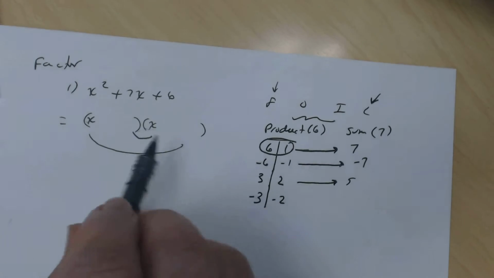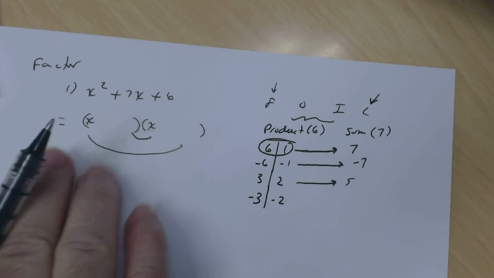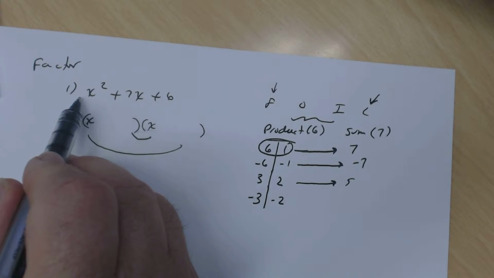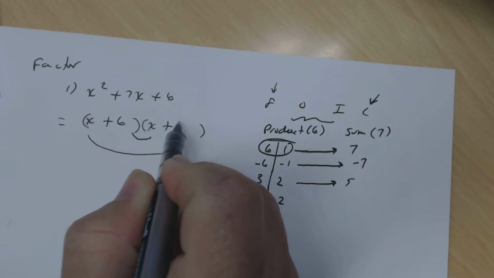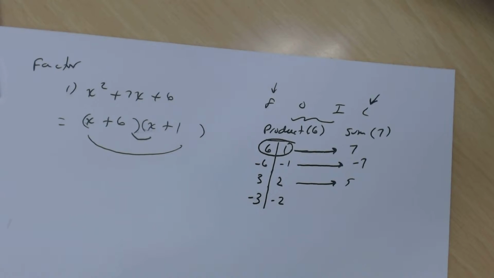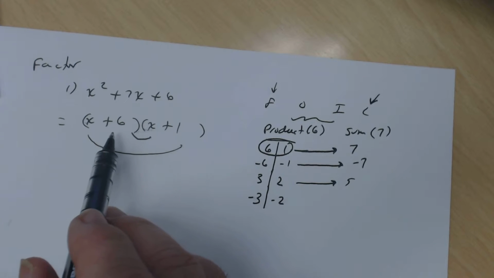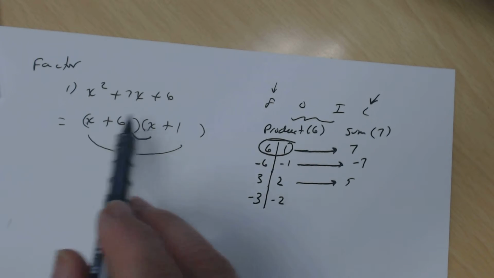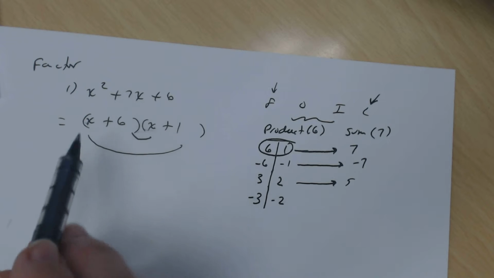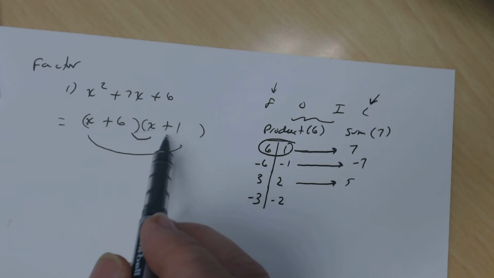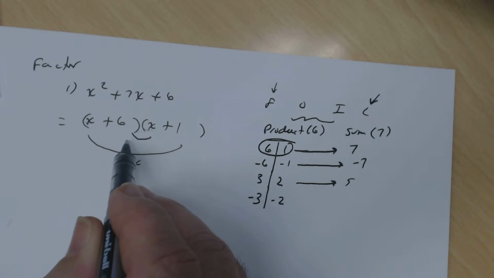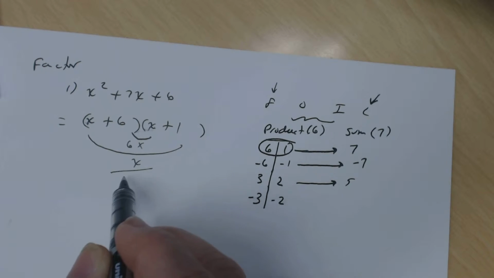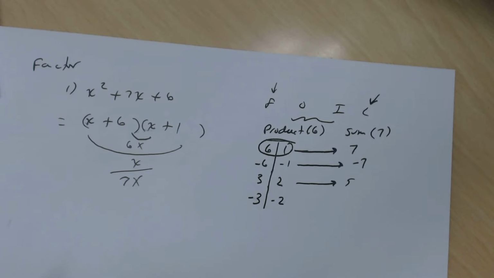So that means, and again, it does not matter where you put this when the leading coefficient is 1, you're going to say x plus 6, x plus 1. That's how you do that. Always check yourself using FOIL. X times x is x squared. A positive 6 times a positive 1 is a positive 6. The outer is x. The inner is 6x. When I add them up, I get 7x, and that's what you wanted.